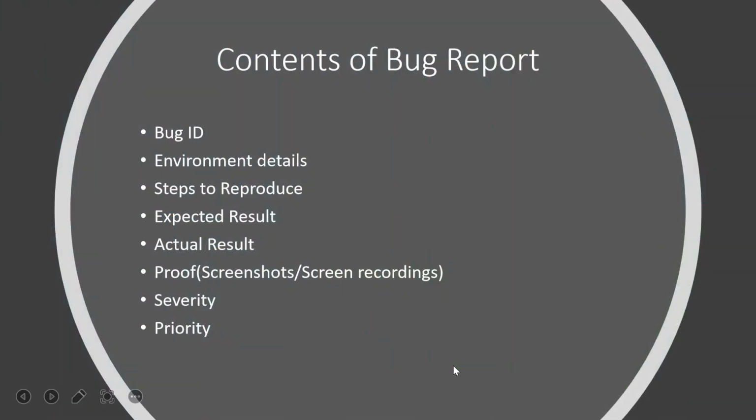Okay, so what are the contents of the bug report? Obviously the bug ID, because we need to keep track of how many bugs we had and in what test case the bug occurred. Then we'll have environment details and steps to reproduce, how to create that bug. And then the expected result. Expected result means what is given in your requirement.